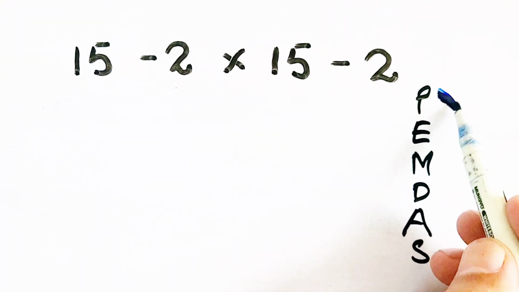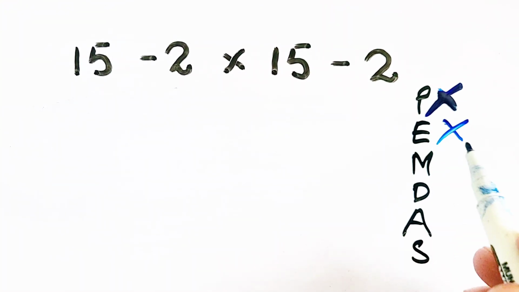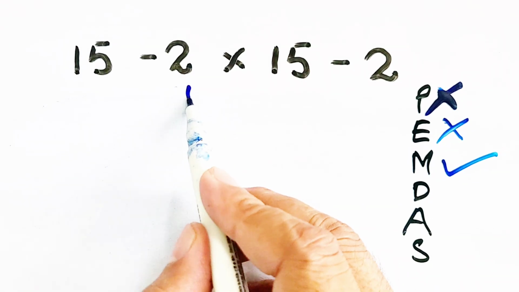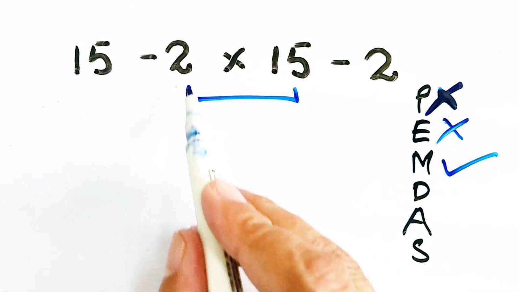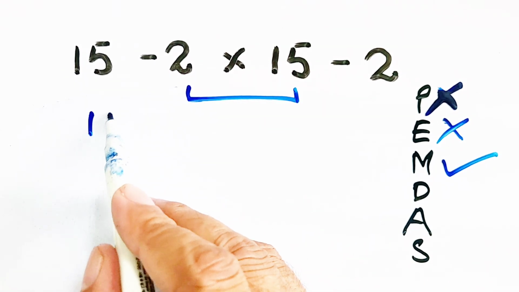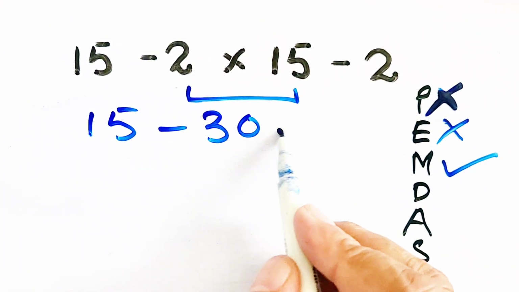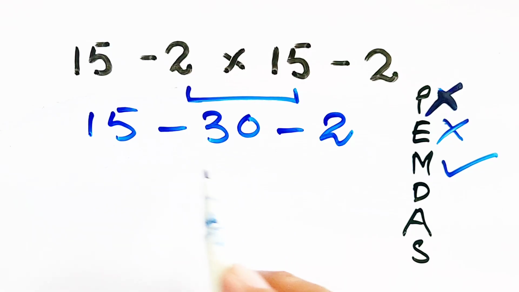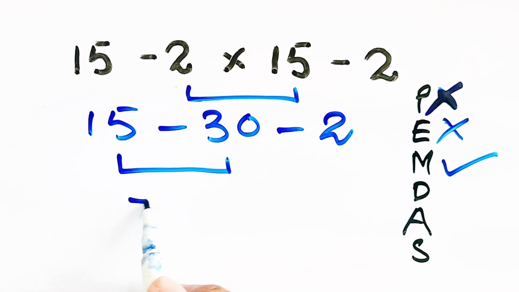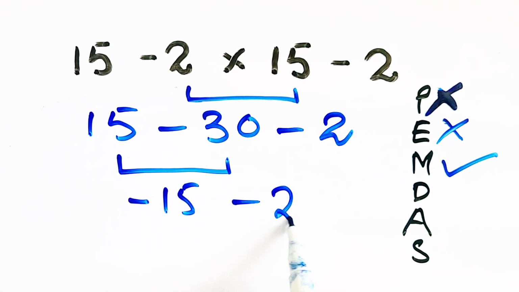First of all, parenthesis, no. Exponent, no. Multiplication, yes. Here you are looking at multiplication between 2 and 15. 15 as it is, minus this will give us 30, and here it is minus 2, which will be as it is. 15 minus 30 minus 2. We will get minus 17.